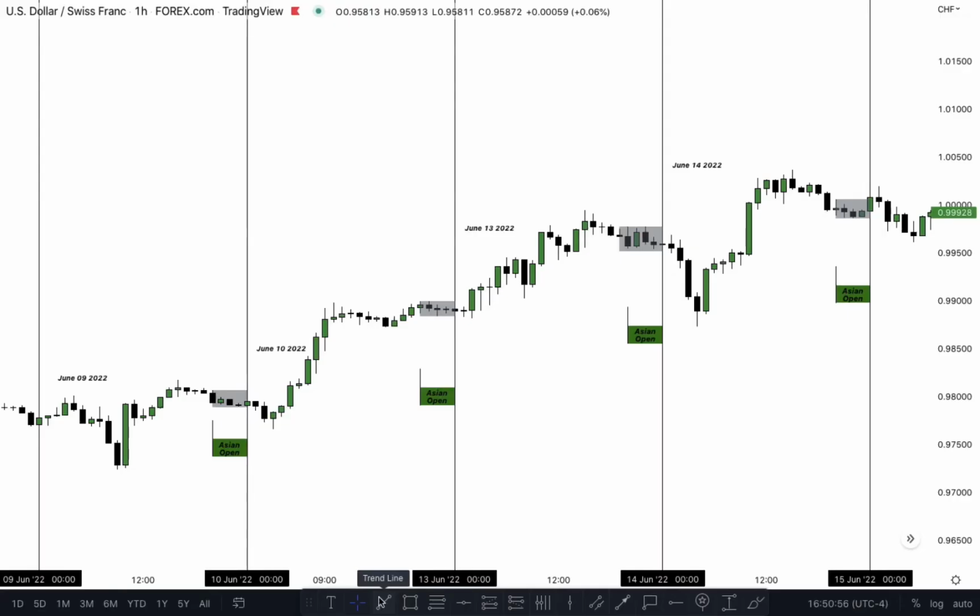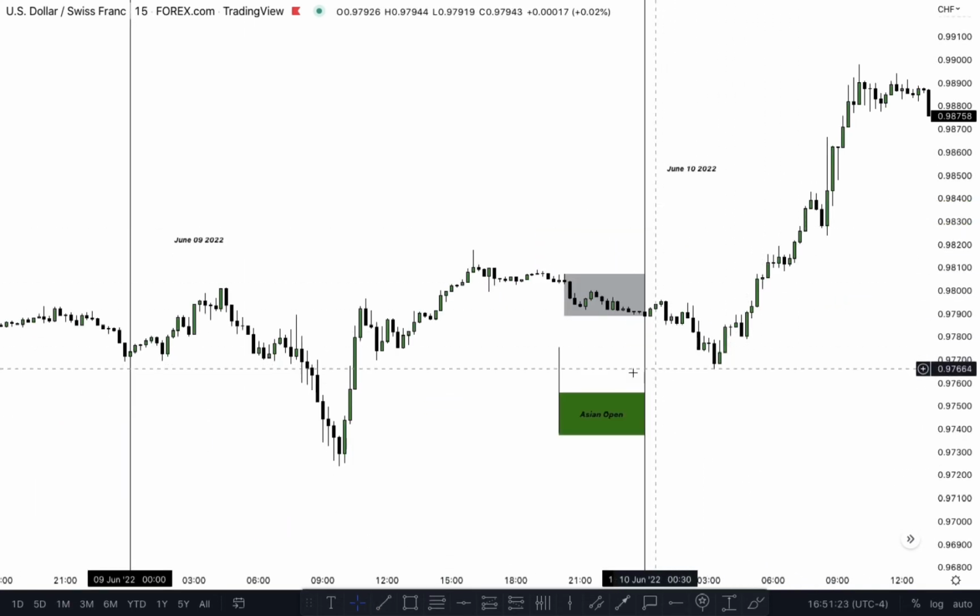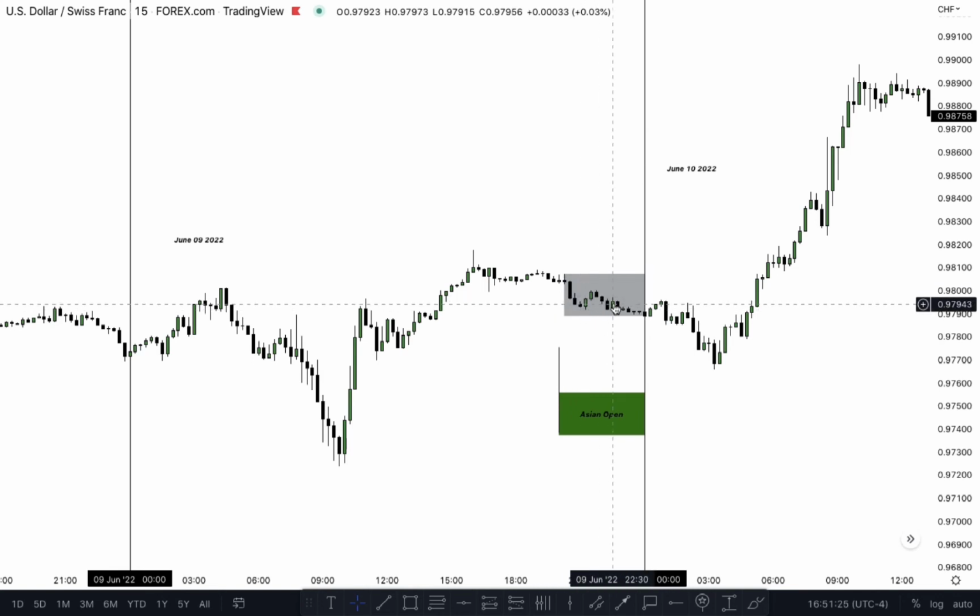So here is US Swissy, and you can see that price during the Asian session is giving a holding pattern. The candles aren't really large in range and pips during this time period. Let's look at it on a lower time frame. You can see here on June 9th, during this session, price is consolidating. There is no significant move higher or lower. There is no dynamic explosion to the upside or the downside.